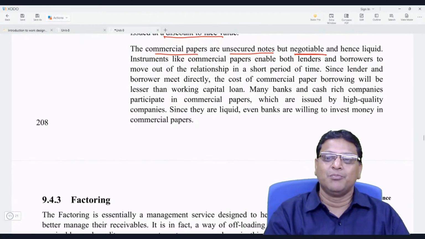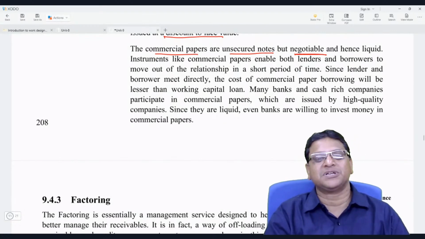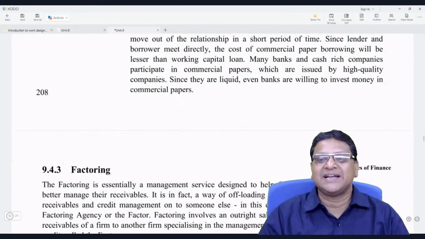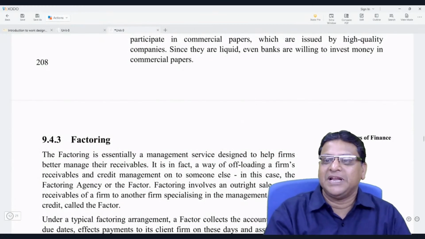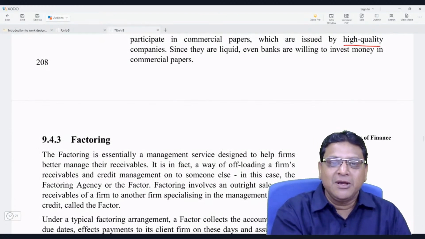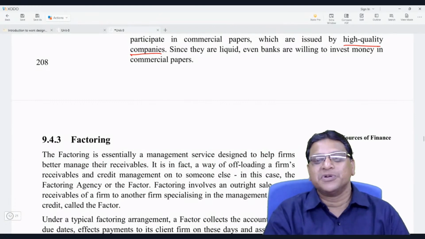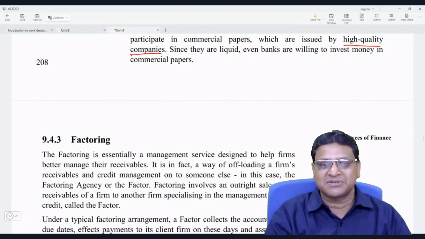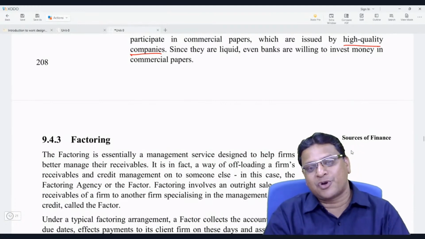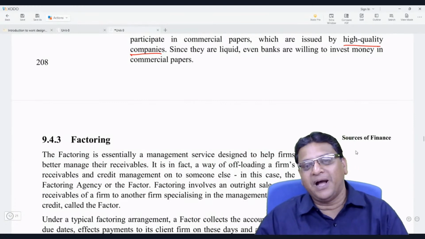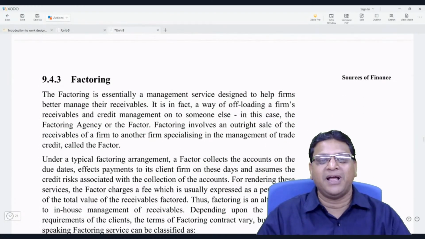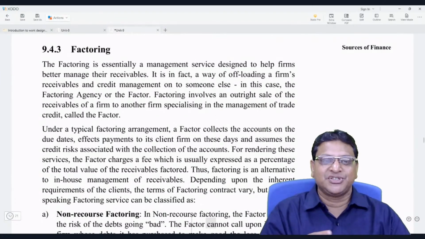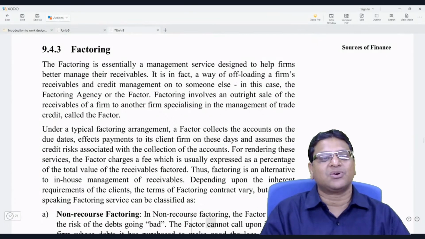But the most important demerit of commercial papers is that they are issued only by high-rated, high-quality companies. Small and medium companies cannot issue commercial paper. If they issue commercial paper, they have to fulfill different conditions, and there is a lack of trust in them, so nobody will buy the commercial paper issued by small and medium companies. Only high-rated big companies issue commercial paper to raise short-term money.